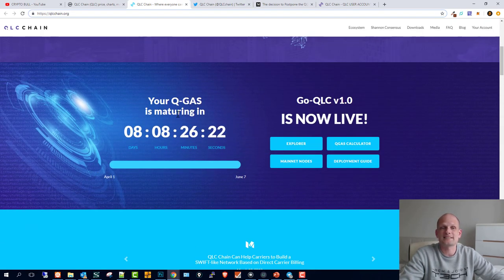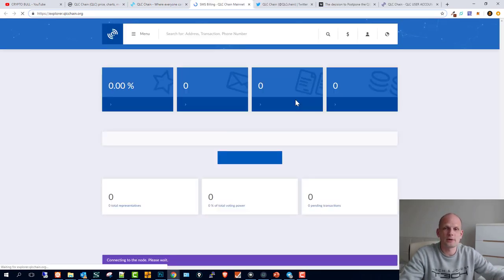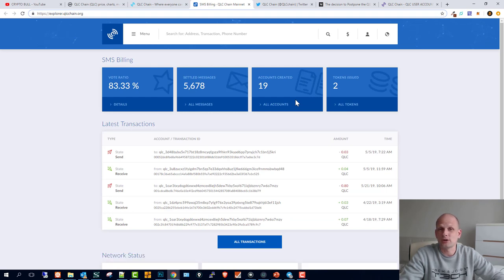Your Q gas is measuring in 8 days, 8 hours, 26 minutes, guys. This means the staking will start in 8 days, 8 hours, and 26 minutes, and this is counting down. And if you click here on this explorer, you will get redirected to this block explorer where you can see everything that is happening on this blockchain.